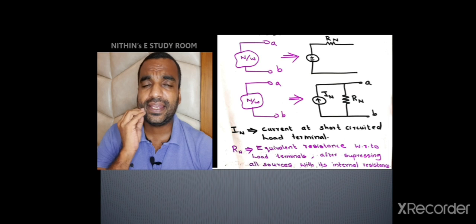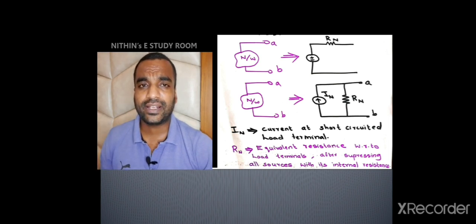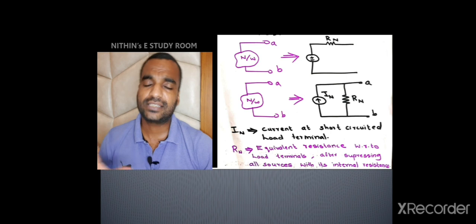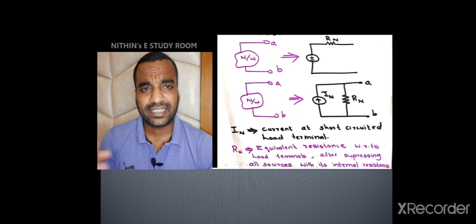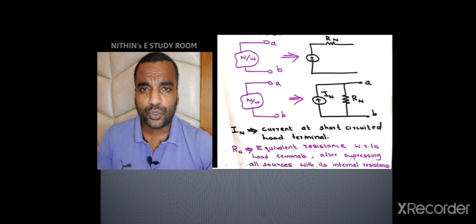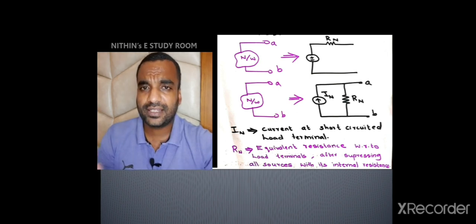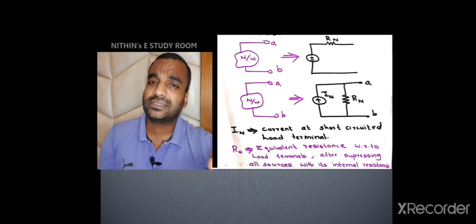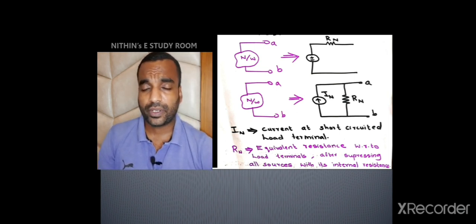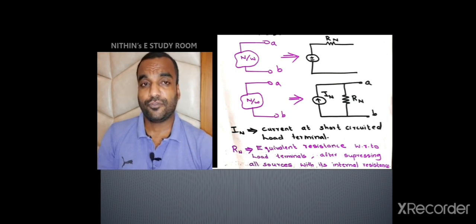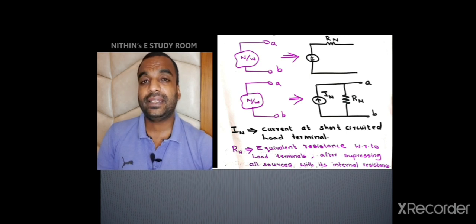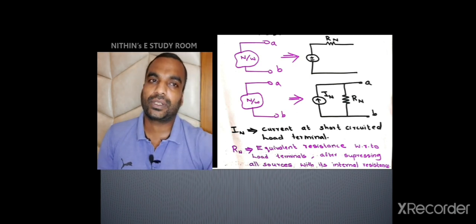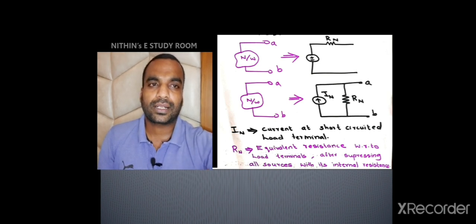So A, B are the load terminals. Anyhow, while getting a problem, you should identify which is the load terminal, and you should make that load terminal open, as same as that we did in Thevenin's theorem. You have to remove that load branch, and then that terminal is identified as the open circuited load terminal. But here for finding IN, you have to simply short circuit that open circuited terminal. So you have to connect a short circuit between these A and B.